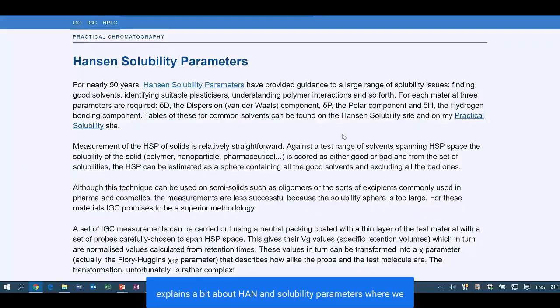So here's the app. It explains a bit about Hansen solubility parameters, where we want to measure δD, the dispersion, δP, the polar, and δH, the hydrogen bonding component. The classic way of doing this with solid polymers is to take a bunch of test tubes, put a bit of the polymer into each tube, add a solvent, and you'll find that the polymer is soluble in some solvents and insoluble in other solvents, and from that pattern of solubility and insolubility you can actually calculate the HSP.